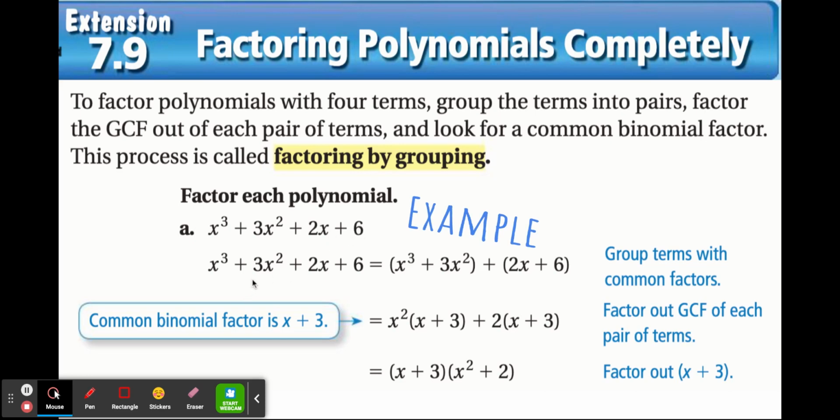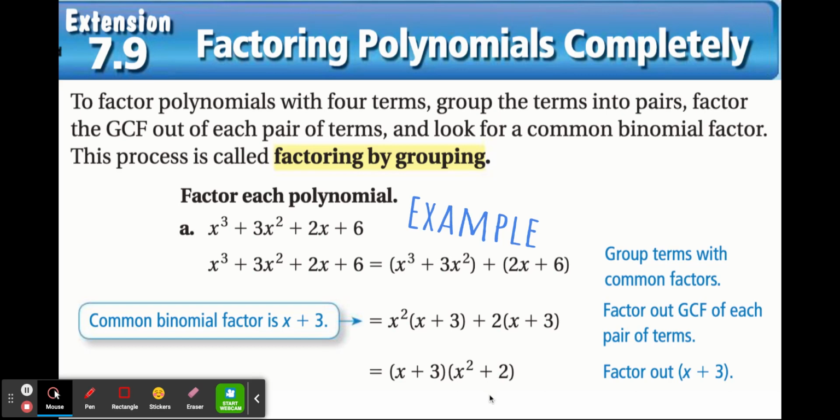Looks like we're pretty good right here because the first 2 terms have an x squared in common that we can factor out, and that leaves behind x plus 3. And if we factor out a 2 in the second 2 terms, we get x plus 3. So the common binomial term is going to be x plus 3. So that's one factor. What is left? X squared plus 2. That is your other factor. And then because we're factoring completely, we're going to look to see, can this be factored even more? And it cannot, so we know that we're done.